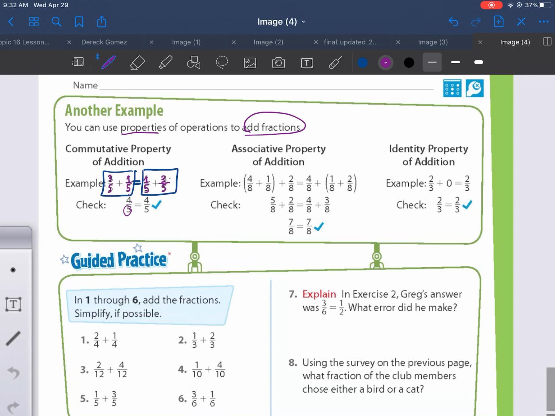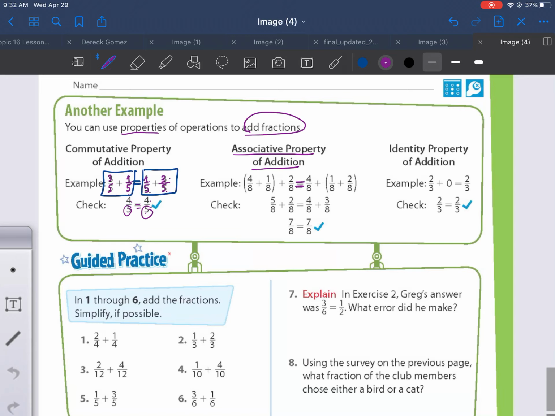3 plus 1 is 4. Denominator stays the same. If we do the right-hand side, 1 plus 3 is 4. 5. Denominator stays the same. If you notice, it's exactly the same answer because all they did was to switch the fractions, the order of the fractions.